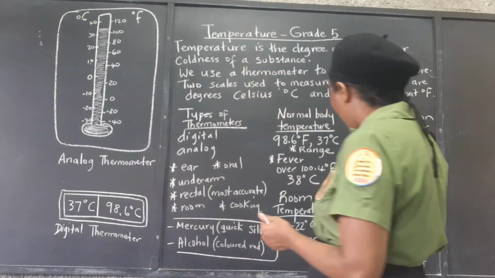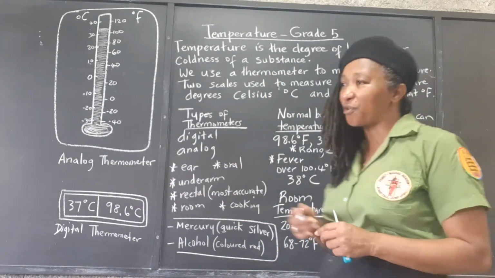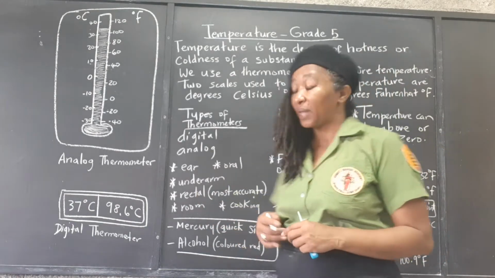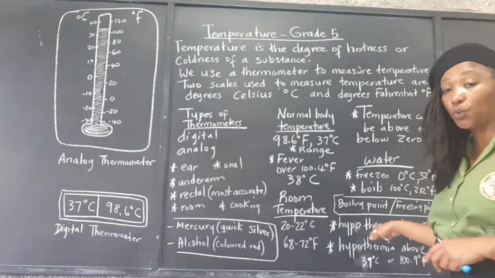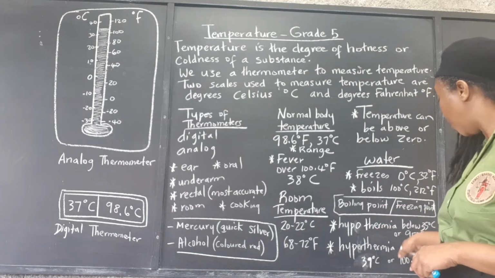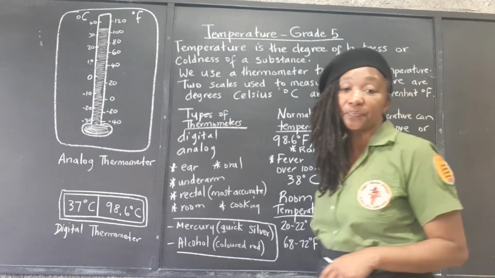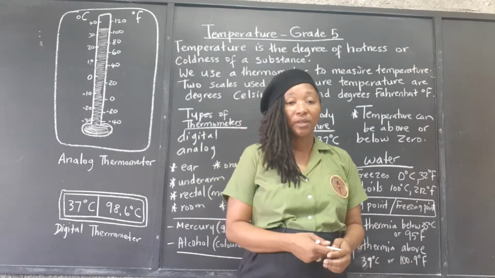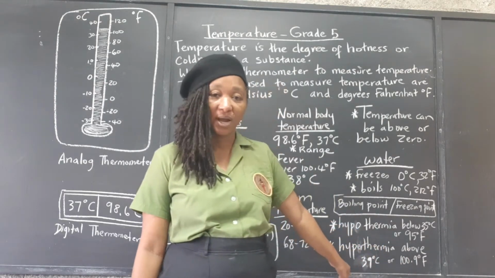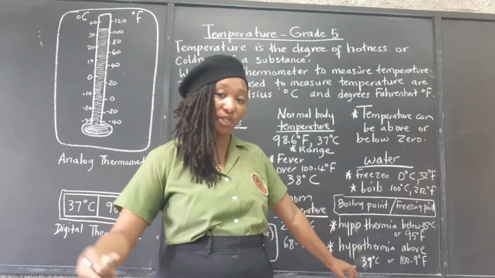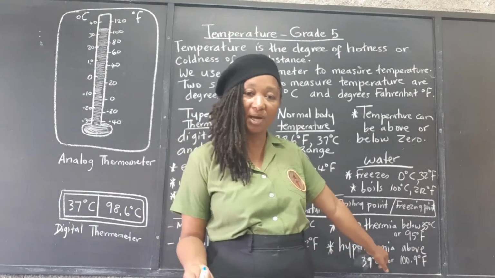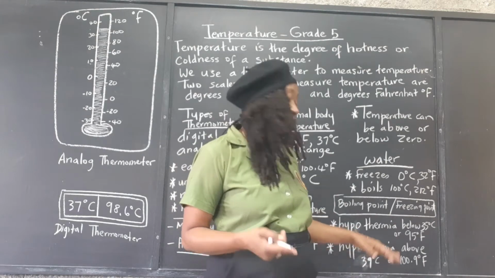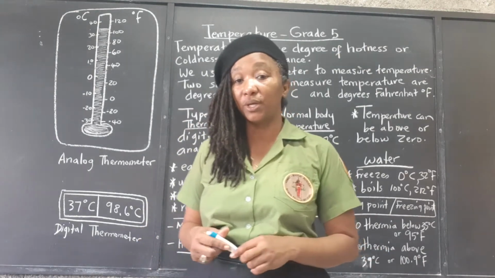Alright? So anything over 100.4 degrees Fahrenheit, 38 degrees Celsius, then we say you have a fever. If the temperature gets too high, above 39 degrees Celsius or above 100.9 degrees Fahrenheit, then we say the person has hyperthermia. Hyper means more than, too much, and thermia, of course, is the root word for heat. So hyperthermia, too much heat, and that can lead to death.